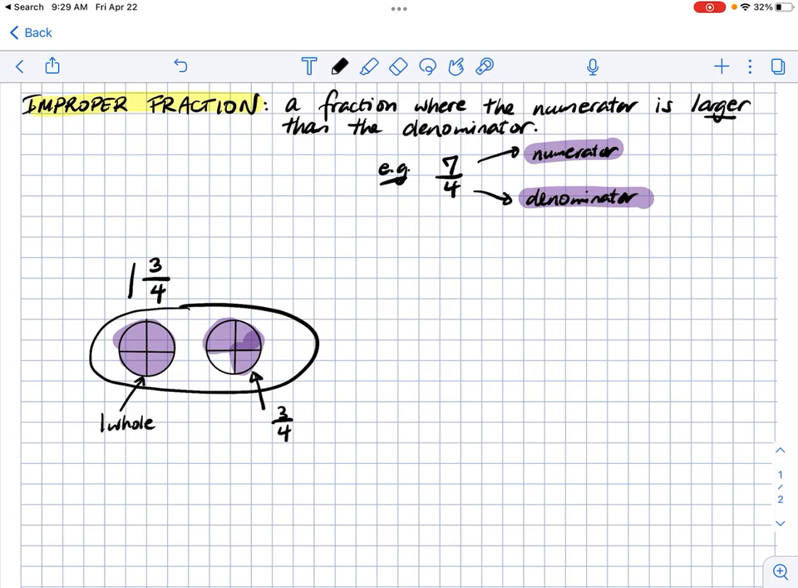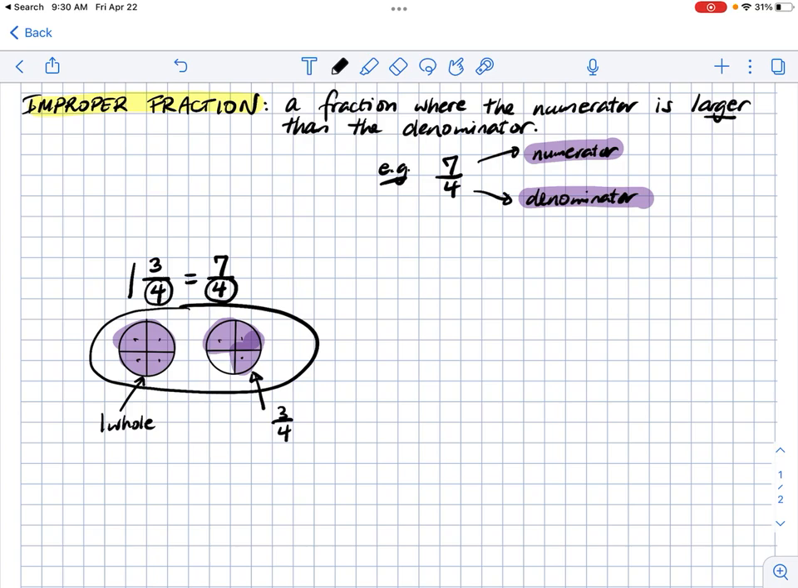Now, what's nice about this is that you can easily see the equivalent improper fraction. If you look at each circle individually, each circle is split into 4 pieces. How many pieces are shaded altogether? It's 7. So we count 1, 2, 3, 4, 5, 6, 7. So that's why 1 whole and 3/4 is also equivalent to 7/4. Notice that the denominator is the same in both cases. That's key when you convert mixed numbers to improper fractions or the other way.